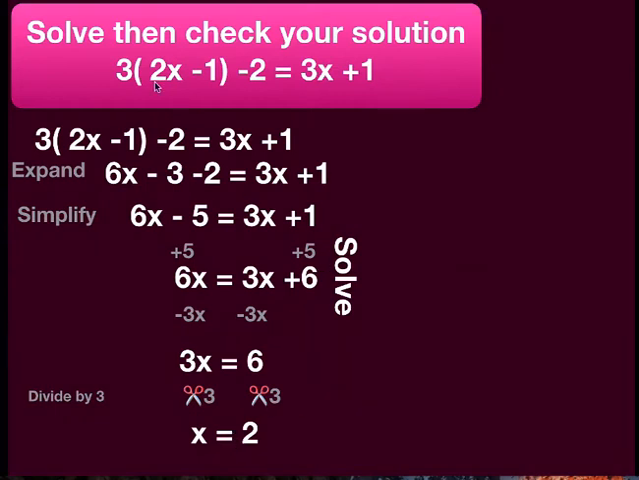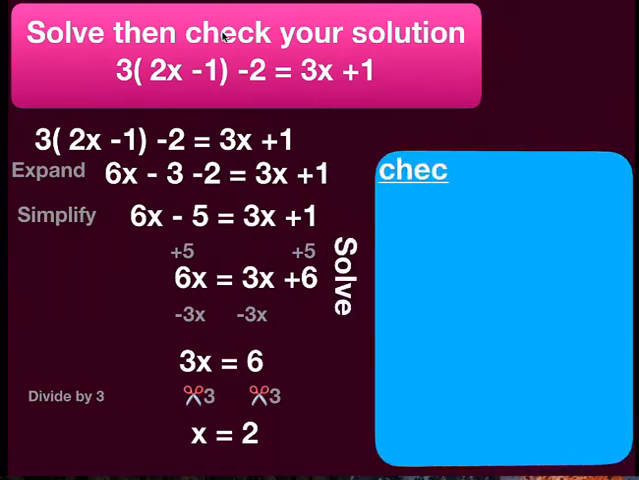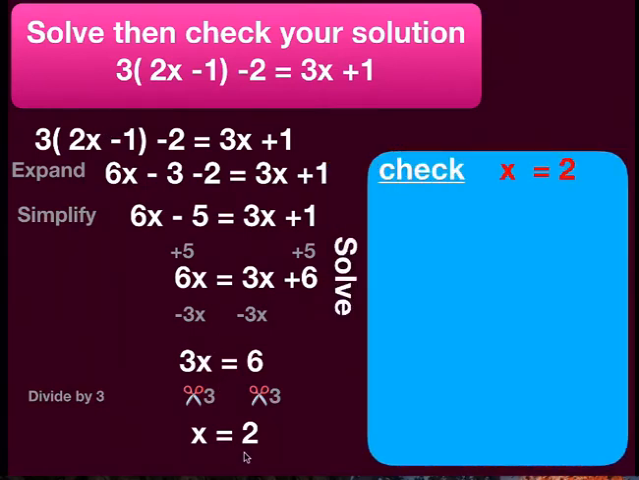Okay, now that's solving. We need now to go to the next part of the question, checking. So we check with what? With x equals 2, the solution. Okay, you plug it where? In the original equation. So you write your original equation and you substitute your x with 2. So this x is going to take the value 2, and this x as well, everywhere.